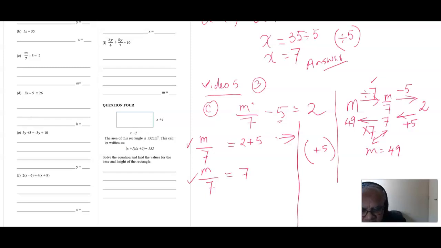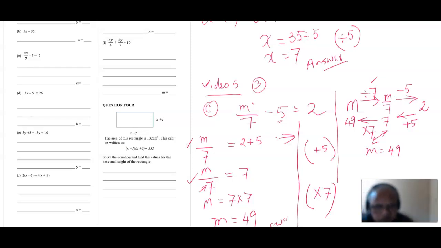And then what is the recall? This is divide by 7. So we have to multiply, which is the opposite of divide. And m will be 7 times 7. That gives you 49, which is the answer. Okay, just a suggestion from me. This method will be more effective, because we'll be able to do more advanced work with that particular method.